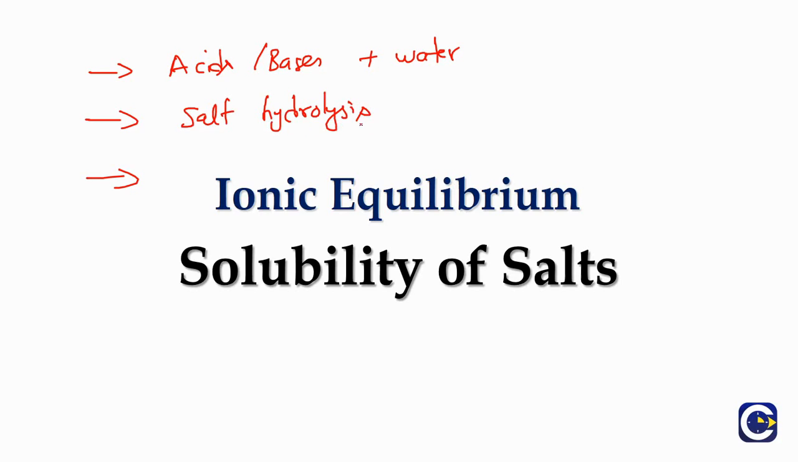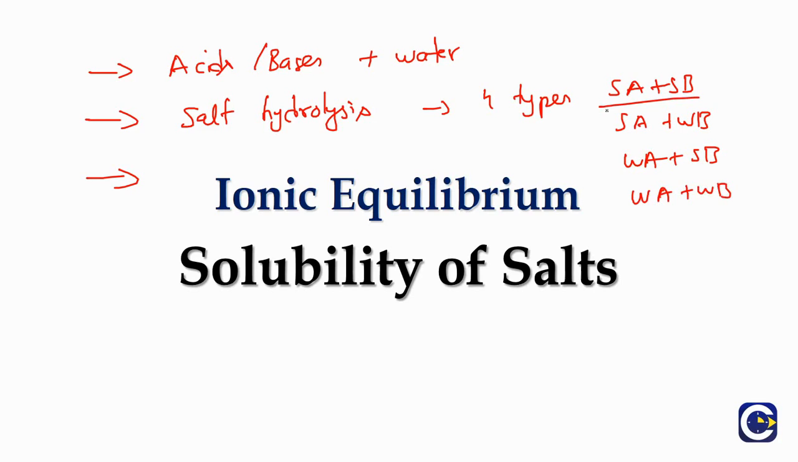So salt hydrolysis is what? It is the phenomenon where the ions from the weaker acid part or base part of the salt, because salts we divide into how many types? 4 types of salts are there. Salts of strong acid, strong base, strong acid, weak base, weak acid and strong base, weak acid and weak base salts.